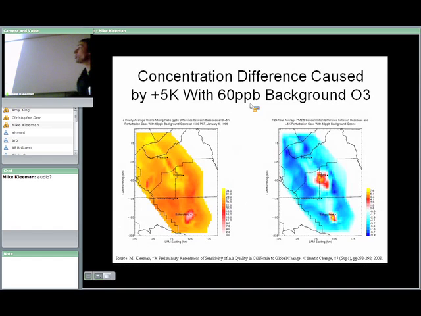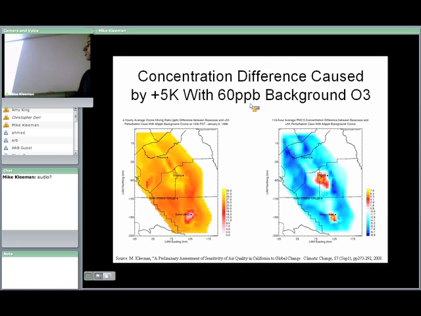So how would that change if we had a plus 5 degree temperature change and then 60 parts per billion of background ozone instead of 30 parts per billion? And these are difference plots again. So how much additional pollutant do you get? The ozone responds almost directly to the background ozone. So I add 30 extra parts per billion, and that's about what I get in the air basin. And that's still not interesting because it's still below the health-based standard.